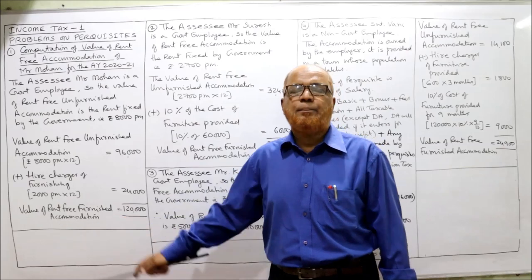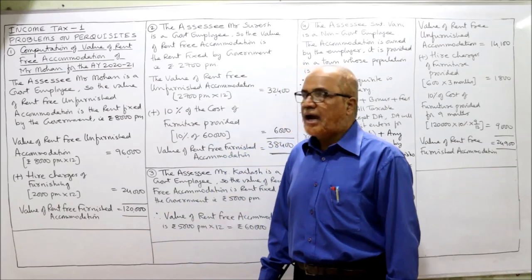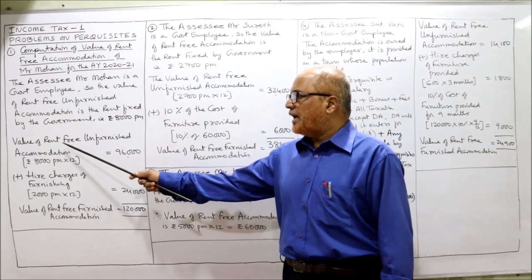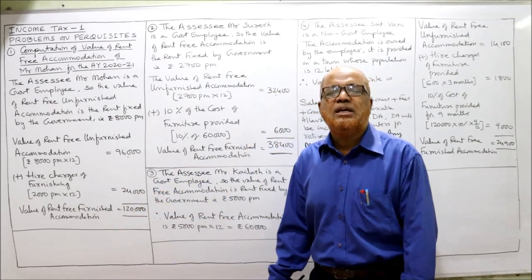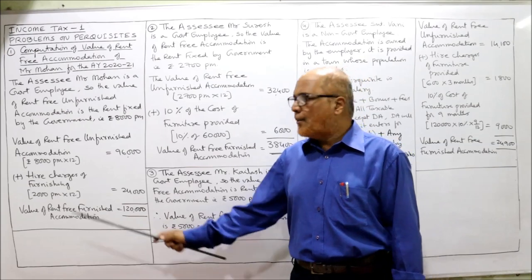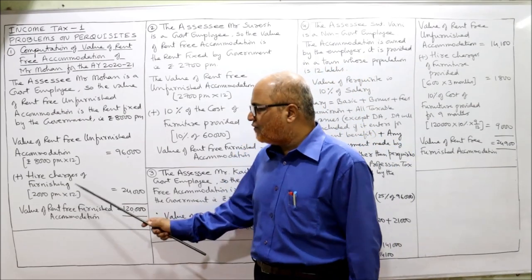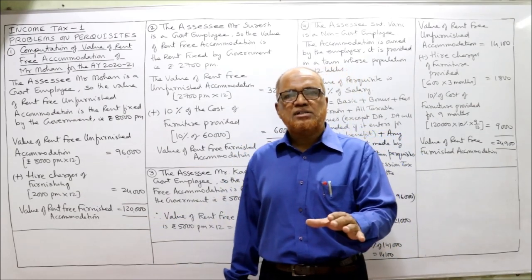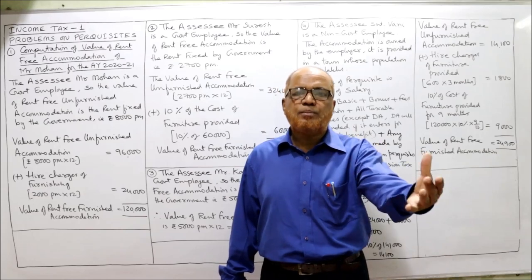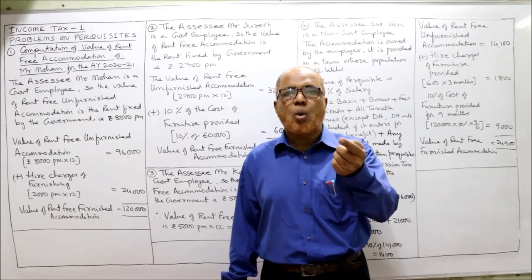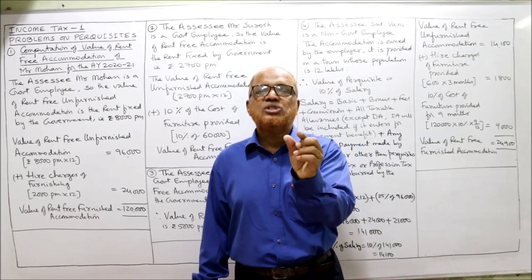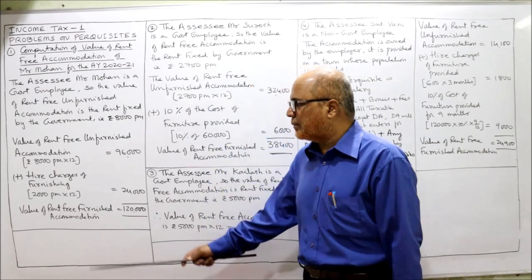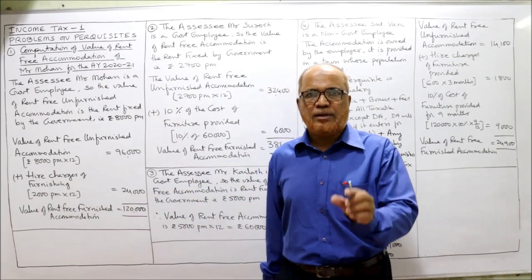Later on, you have to add up the cost of furniture, 10% of the cost of furniture. The value of rent-free unfurnished accommodation, 8,000 per month into 12, 96,000, plus the hire charges of furnishing. In this problem it is given that furniture is also provided and the furniture is owned by the employer. In that case, you have 10% of the cost of furniture. So, no hire charges, sorry.